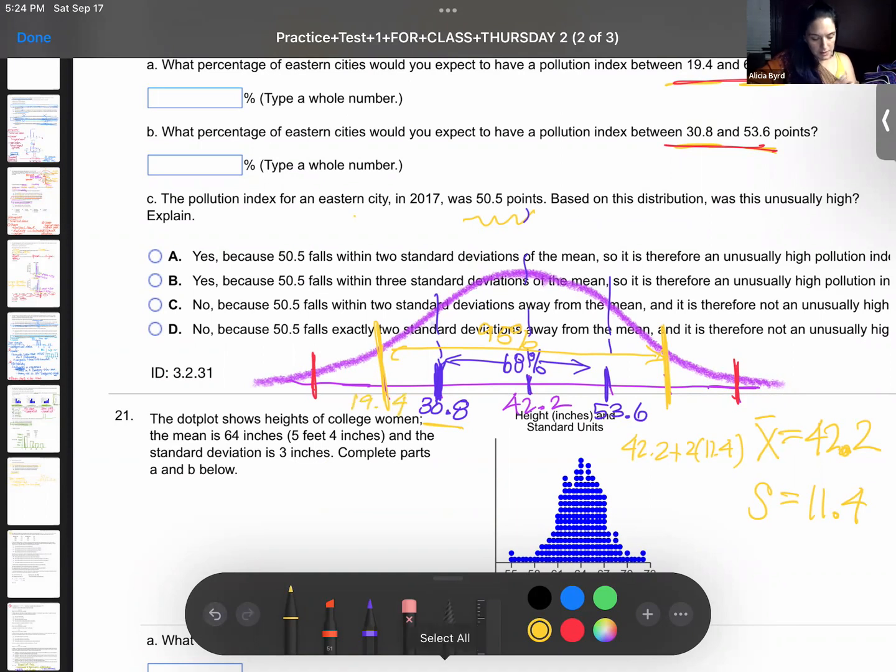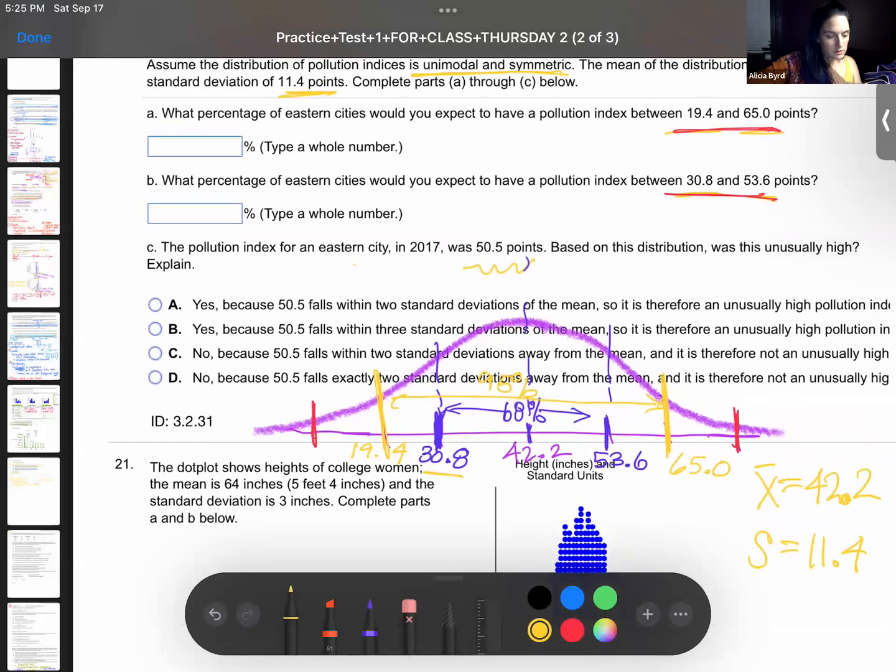And then on the other side, again, we are going to erase all of this. And now we are going to do the other thing, 42.2 plus 2 times 11.4. And that is going to give me 65.0.